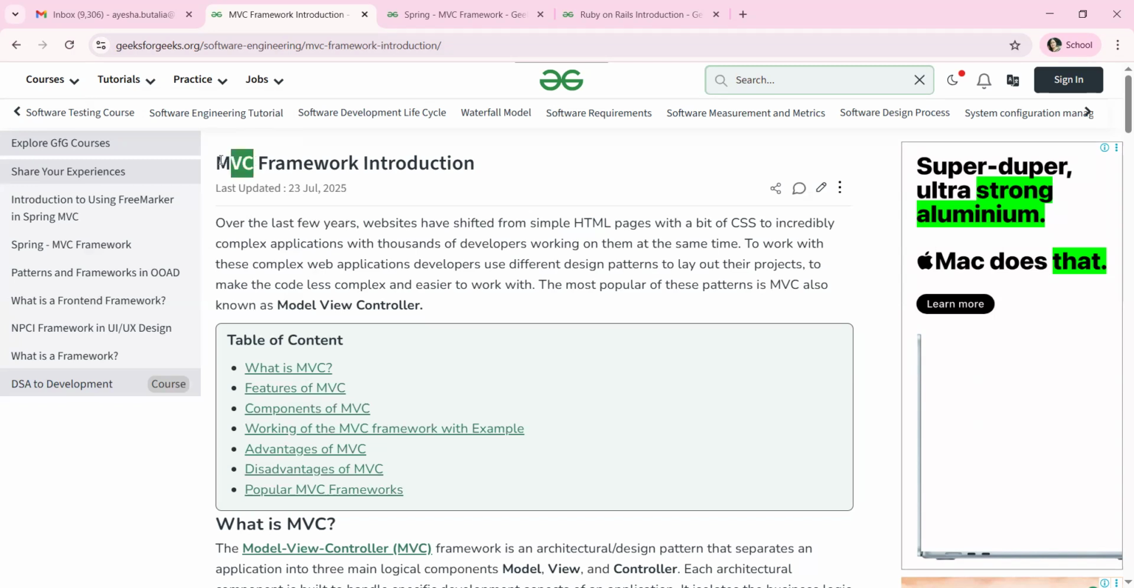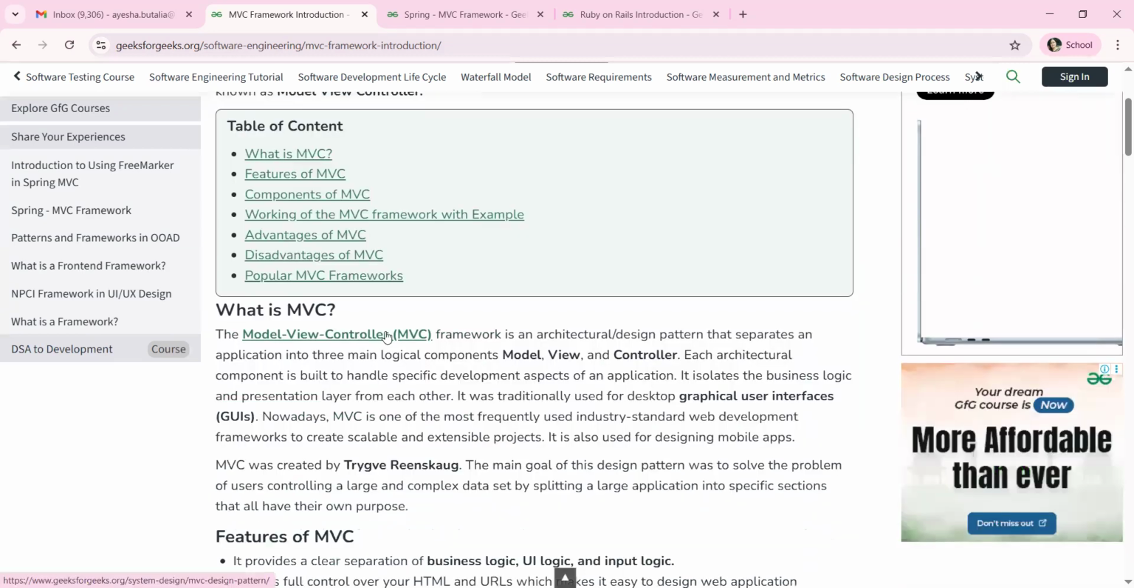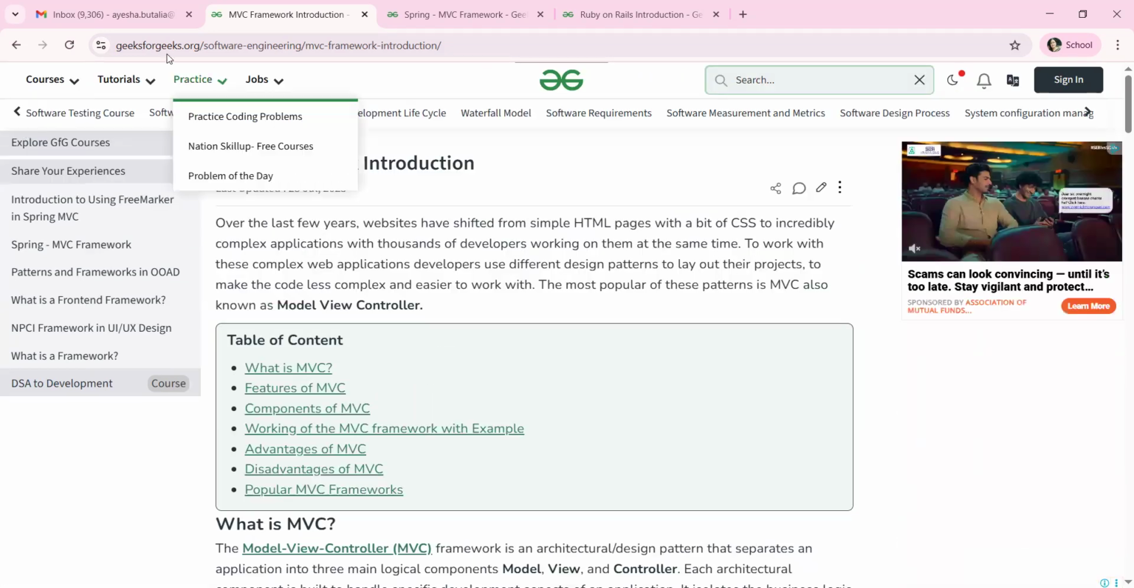So MVC means M stands for model, V stands for view, and C stands for controller. It's mentioned here. Okay, so this is a very simple and yet very effective website.